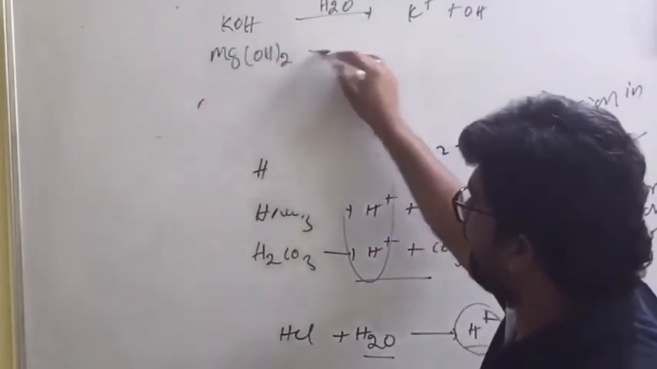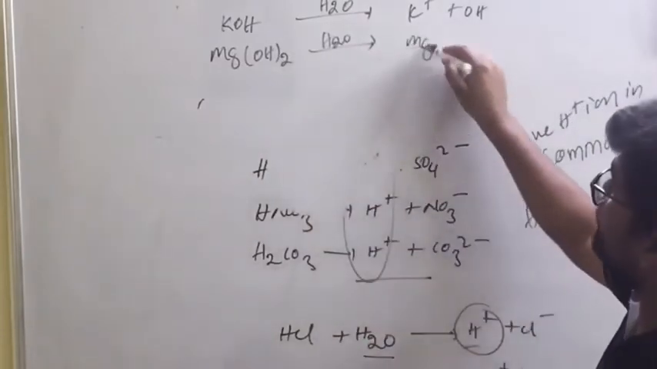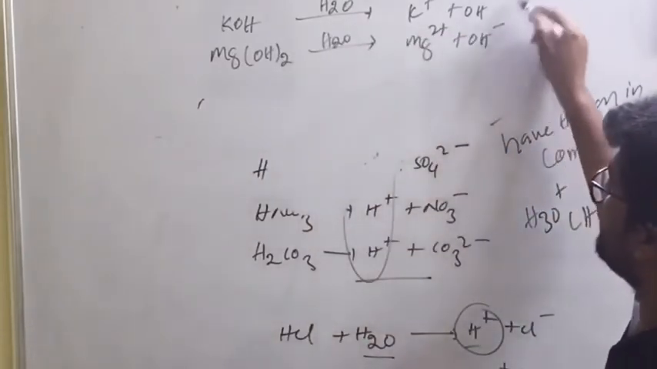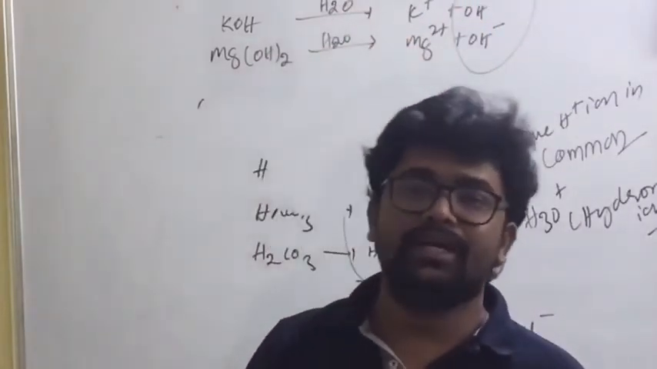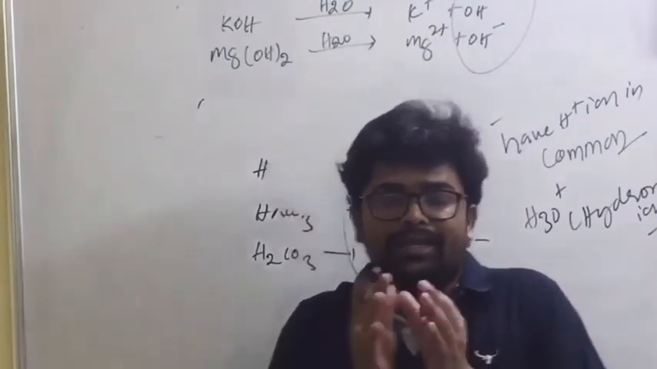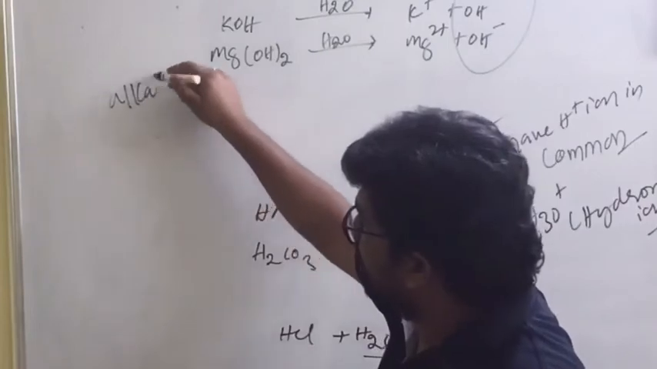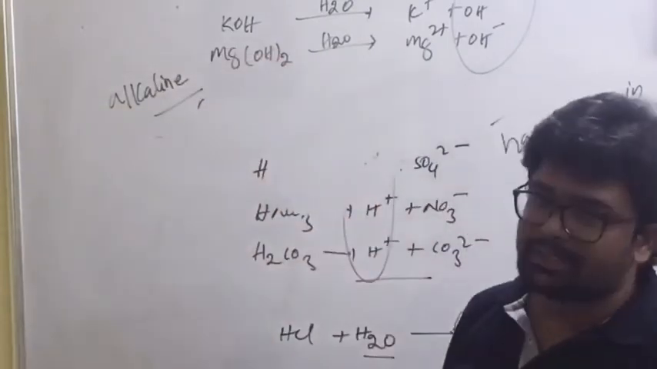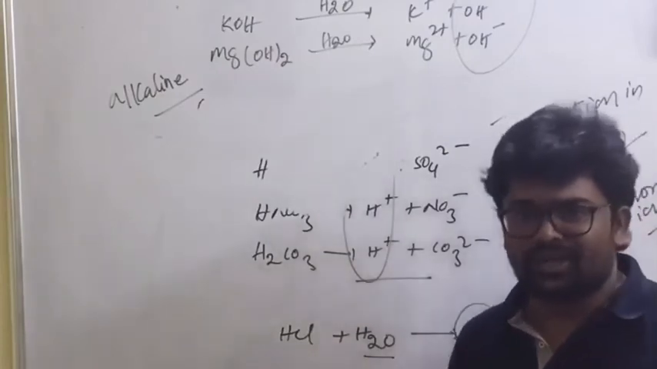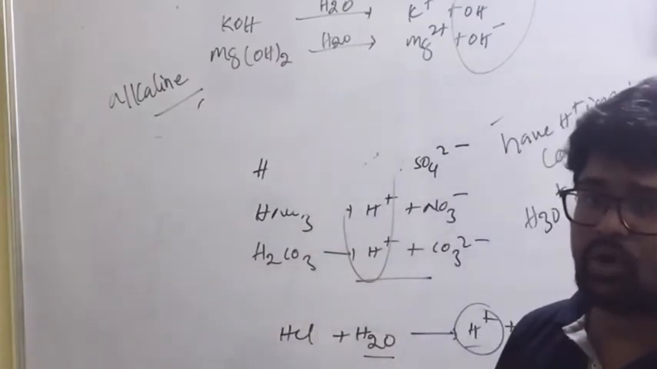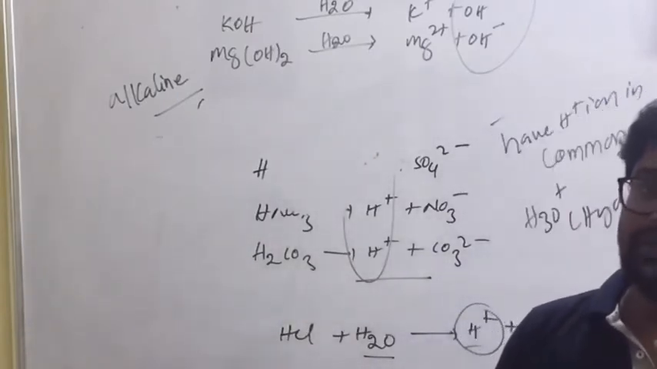Magnesium hydroxide, Mg(OH)2, when it is mixed with water, dissociates into Mg2 plus and OH minus. It means all the bases have OH minus ions in common. Any base which is dissolved in water, we call an alkaline solution. Is it clear, children? So what do acids and bases have in common? Acids have H plus ions in common and bases have OH minus ions in common.